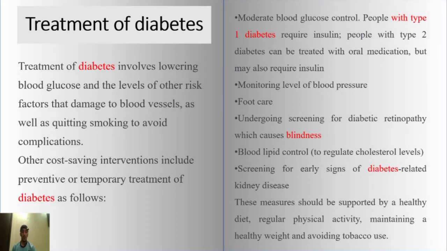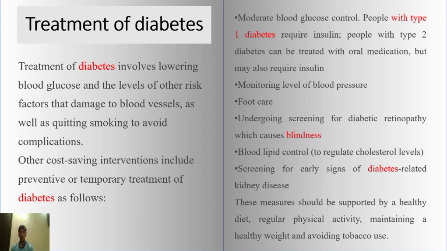Treatment of diabetes. Treatment of diabetes involves lowering blood glucose and the levels of other risk factors that damage blood vessels, as well as quitting smoking to avoid complications. Other cost-saving interventions include preventive or temporary treatment of diabetes as follows. One, the moderate blood glucose control.